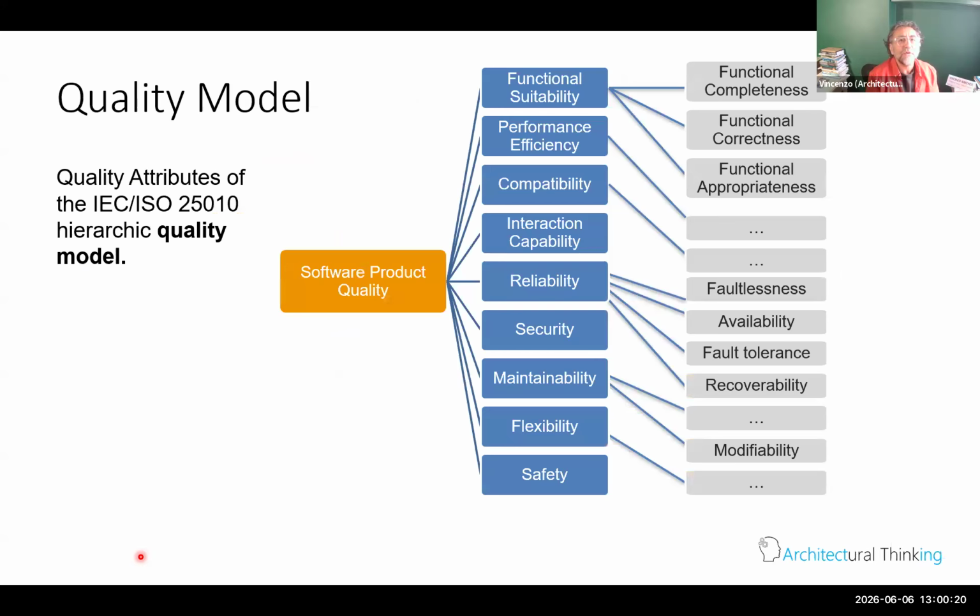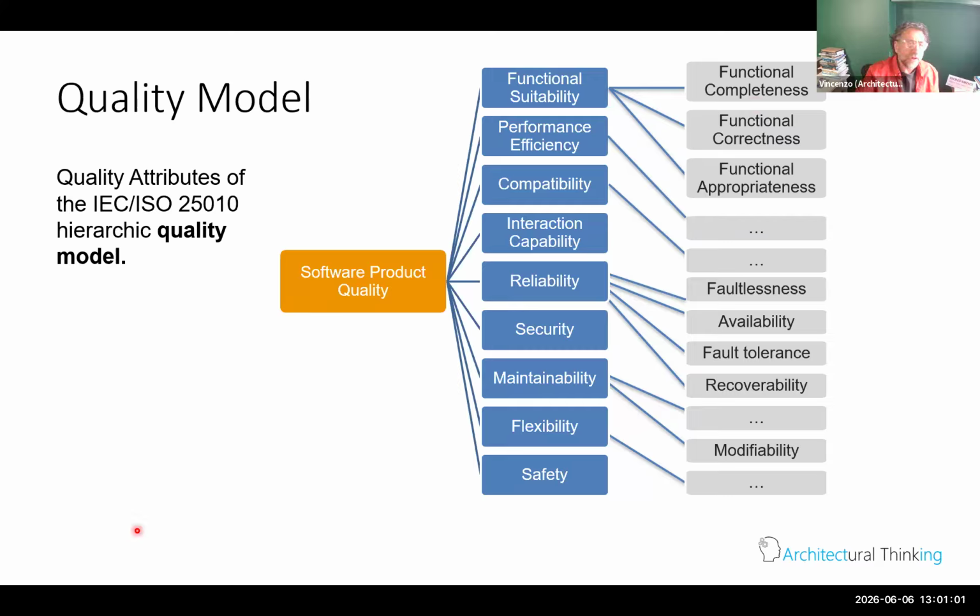In the training itself, when we talk about quality attributes, we use as a model ISO 25010, the 2023 version, which is a software product quality model. It has 9 broad quality characteristics. You can see them here: security, reliability, compatibility, safety, and these are then subdivided into, I think, 41 more granular sub-characteristics that you see on the right-hand side.